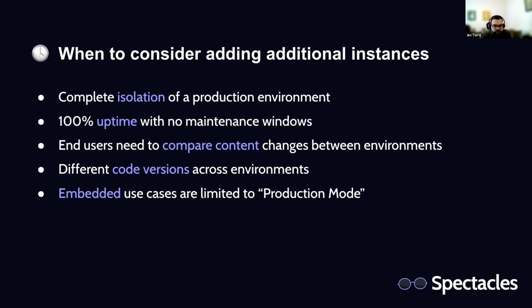And lastly, and probably the most common, is if you have an embedded use case and require testing before content is available to your end users. You're going to need an additional instance or more to set up those embedded dashboards, because the embed can only reference production mode in Looker and not a development branch. So if you wanted to test out some content changes in a dev environment through your embedded interface, those dashboards and corresponding LookML need to be deployed to production in order to do so.